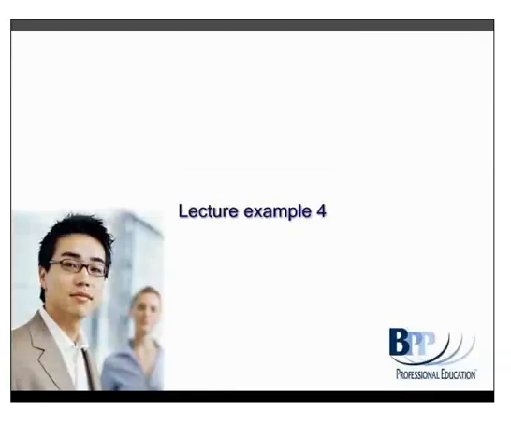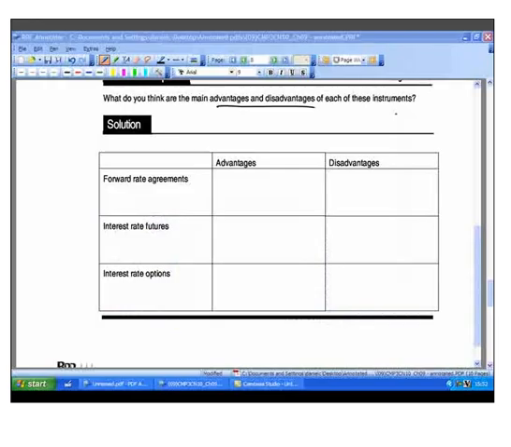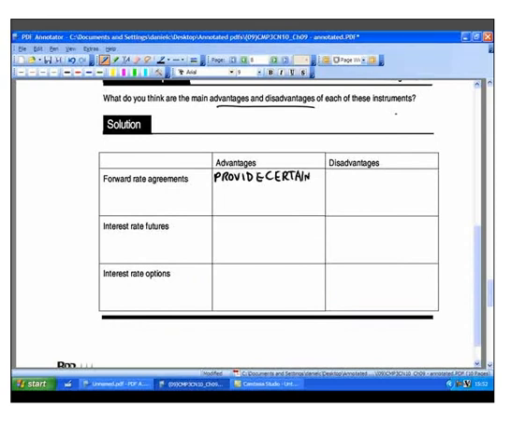Okay, well, there are a number of things you could put down here, but we'll dwell on a couple of the pros and cons for each of these tools. One of the big advantages of forward rate agreements is that they provide certainty. They provide certainty about how much interest you're going to pay, and as such, they can help with planning. They are also flexible because they are over-the-counter, bespoke instruments. They can be for the amount and the duration that you want.